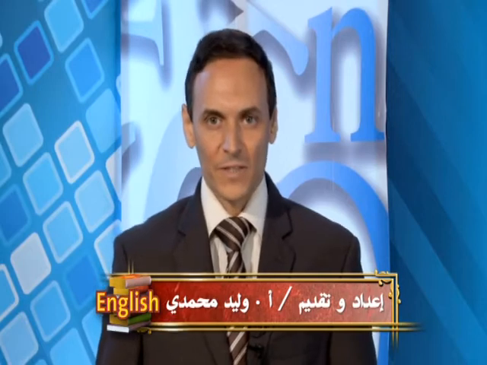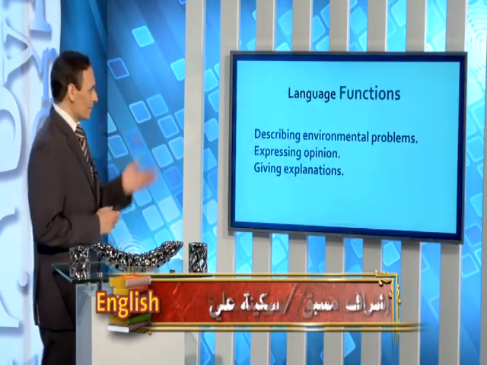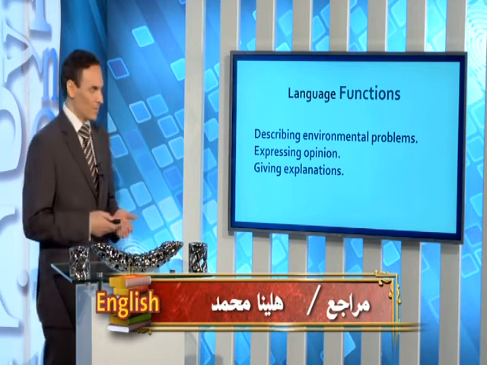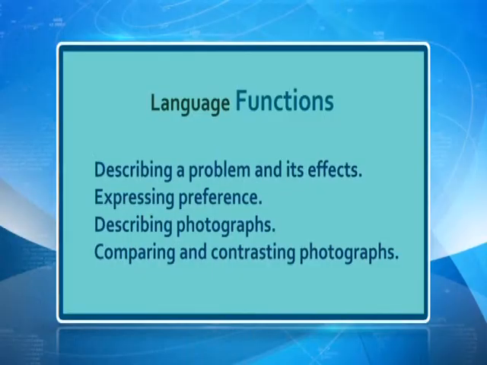Welcome back, dear students. As I said earlier, today we're going to revise language functions from Module 2, Unit 4, which is entitled The Earth at Risk. Okay. So, here are the language functions that we are going to revise. Number one, we'll start with describing environmental problems. Then we'll move to expressing opinion and giving explanations. Another language function that we are going to study today is describing a problem, and we will see its effects. Also, we're going to learn about expressing preference and describing photographs. And also, we're going to learn how to compare and contrast pictures or photographs.